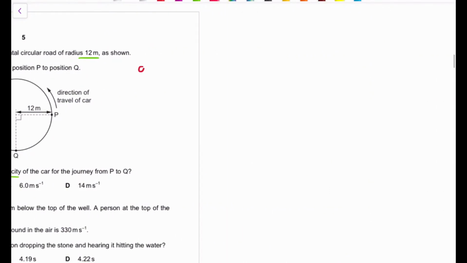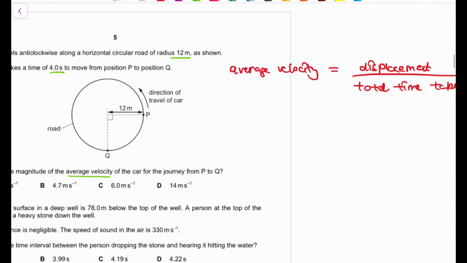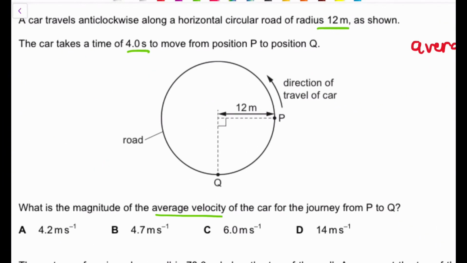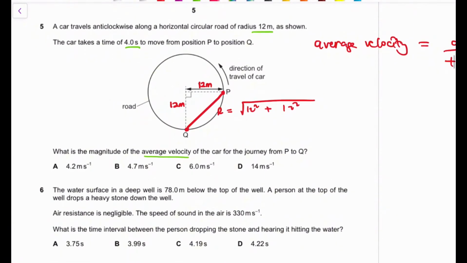Okay, so basically, average velocity is actually going to be the total displacement divided by the total time taken, right? So what is displacement? The shortest distance between 2 points. So considering point P and point Q, what is the shortest distance? I join these 2 points. This is 12 meters. That is also 12 meters, okay? So basically, this is the hypotenuse, right? So the hypotenuse R is the square root of 12 squared plus 12 squared, right? So the shortest distance is P and Q, right?